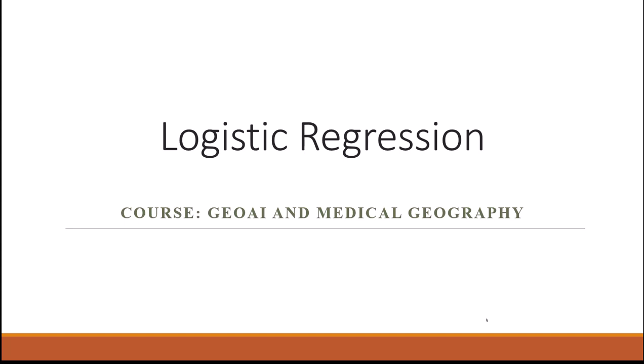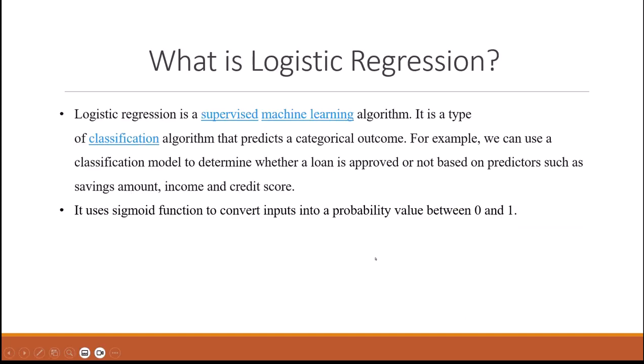Hello everyone, I come back with another type of machine learning model, which is called logistic regression, and it's used for classification problems. What is logistic regression? First of all, I explained that we have different types of machine learning models: supervised learning, unsupervised learning, and reinforcement learning. Logistic regression, like linear regression, is considered a supervised machine learning algorithm, and it's a type of classification algorithm that helps us predict categorical outcomes.